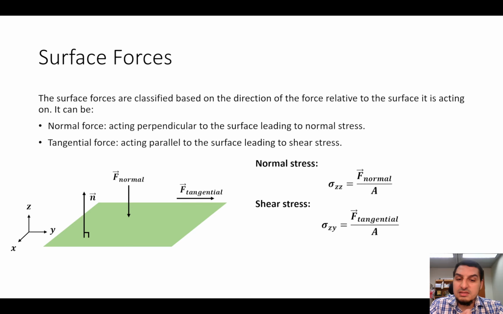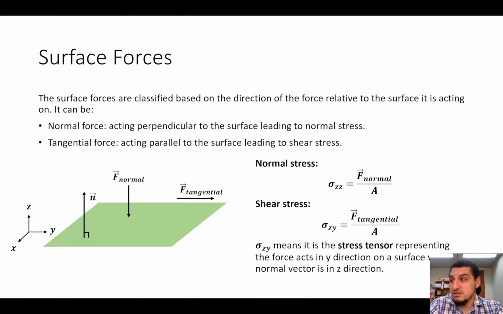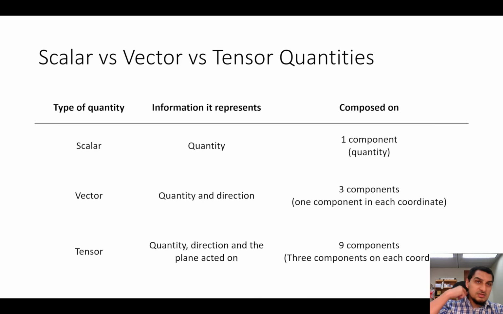So now, since the normal and shear stresses have three pieces of information, it's not a vector. It's a new term called a tensor. Just to clarify, a tensor is a quantity that accounts for these three pieces of information that we just mentioned. We have three types of quantities with three levels of information. The simplest is the scalar quantity. It's like the mass, like the volume.